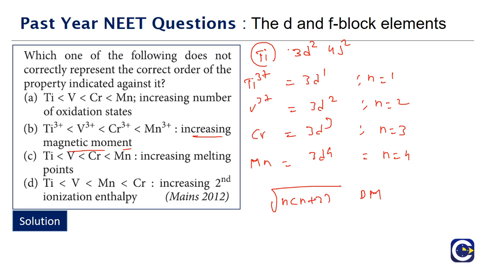When the number of unpaired electrons is more, the magnetic moment also will be more. So we see that the number of unpaired electrons keeps on increasing, right? 1, 2, 3, 4 means what? The magnetic moment also will keep increasing. So this is also correct. And we are looking for what? We are looking for the wrong order. So this is also correct, so we are not going to choose this.